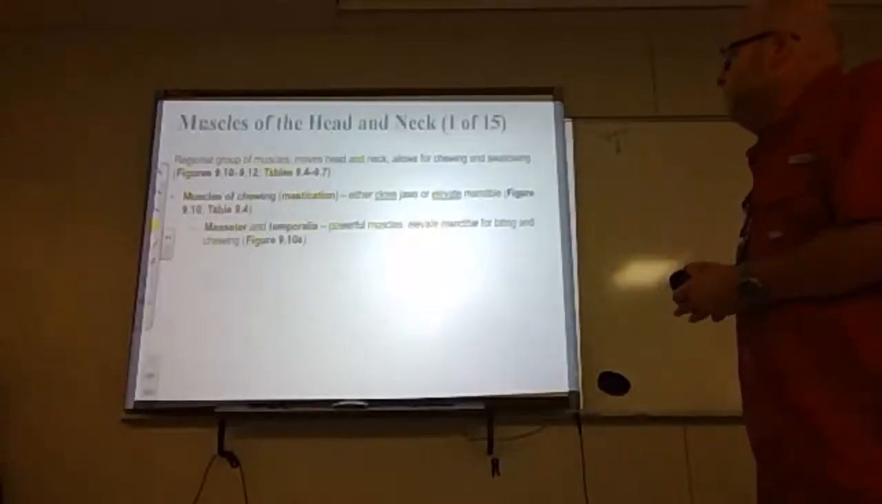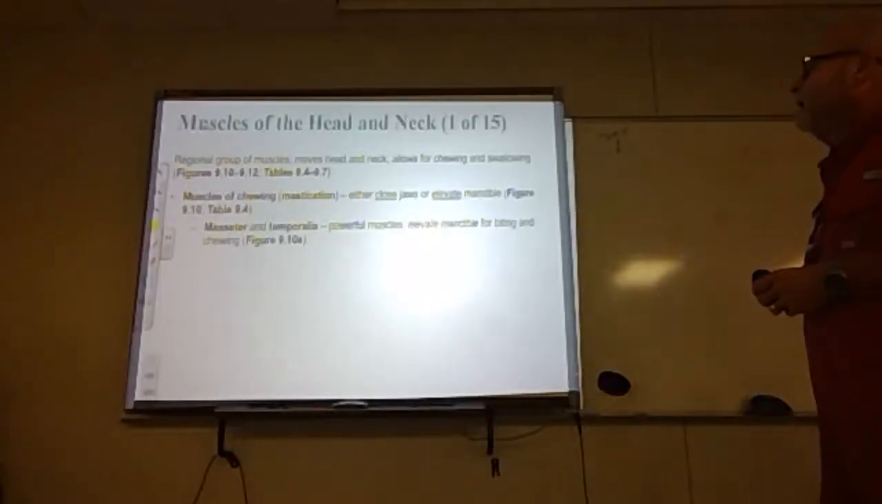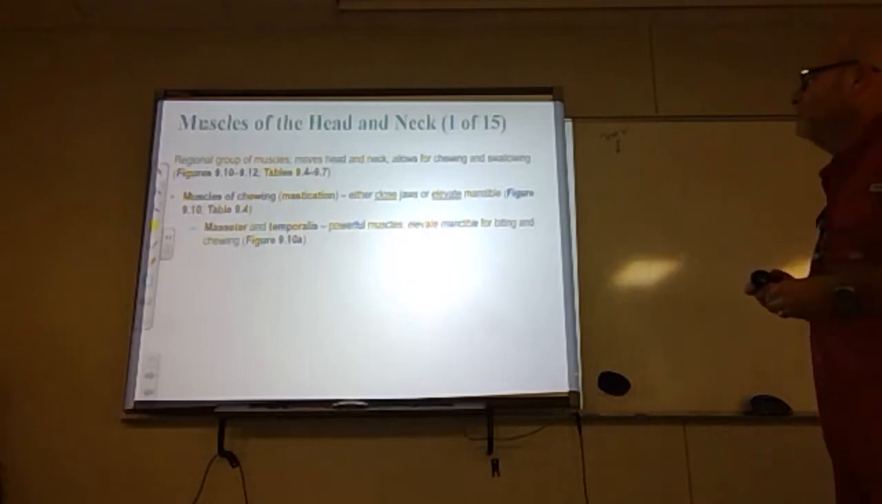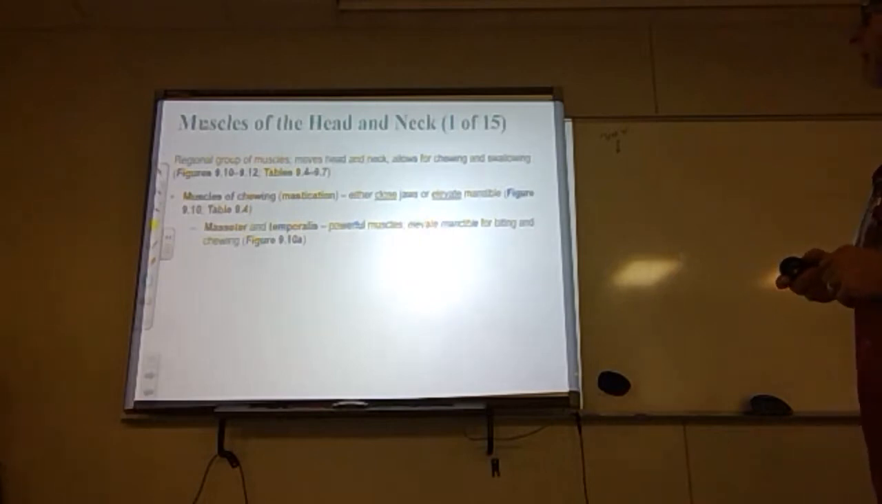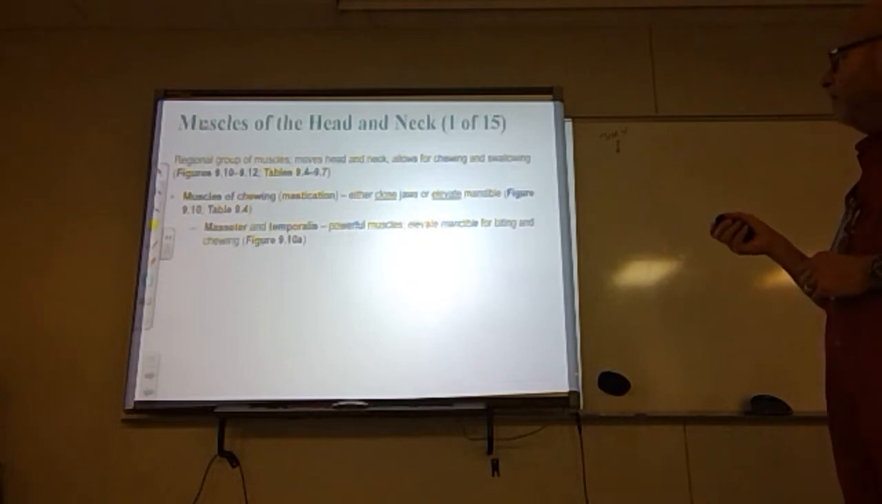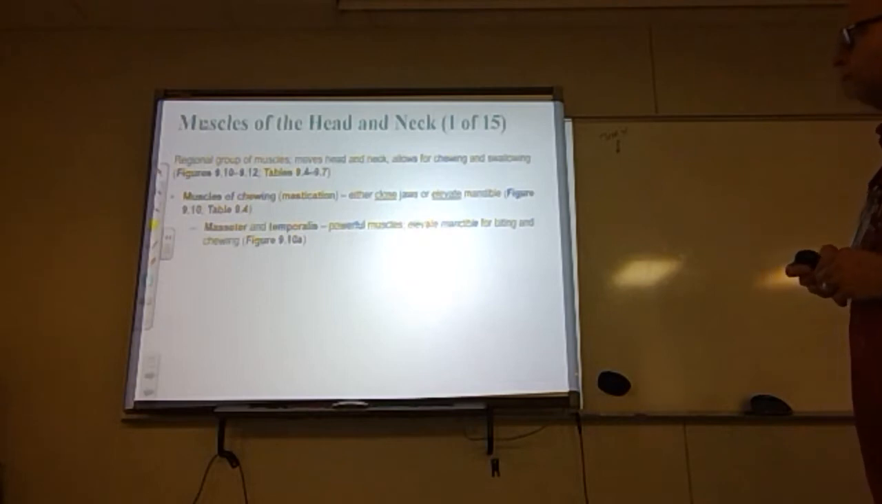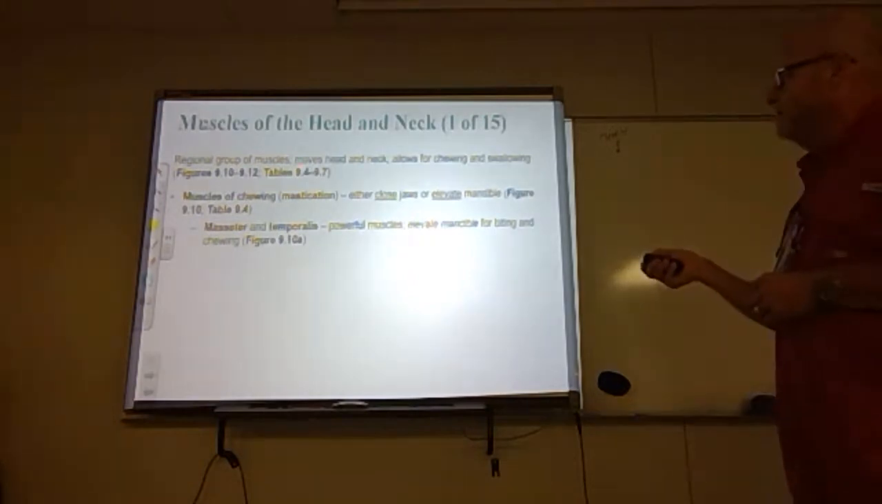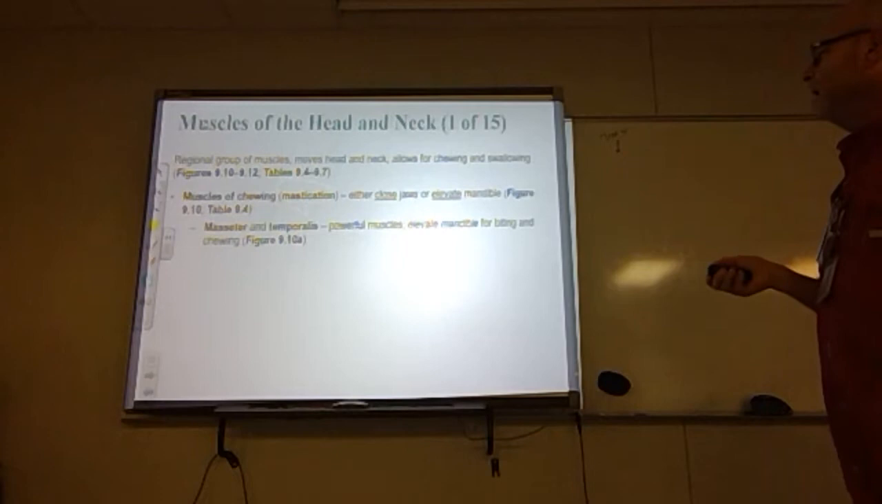All right, so let's continue with the muscles of the head and neck. This is a regional group of muscles. They're involved in moving the head and neck. They also allow or play a role in chewing and swallowing. The muscles of chewing are called the muscles of mastication. Mastication is the process of chewing.